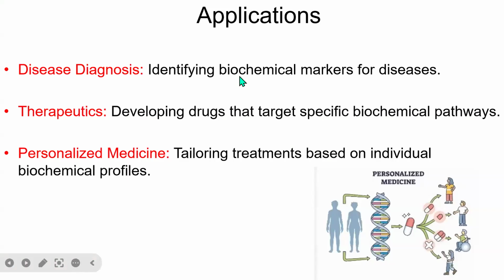What are the applications of biochemistry, or of medical biochemistry? It helps in disease diagnosis, which is identifying biochemical markers for disease. For example, some biomolecules are restricted and localized in particular organs. Let's say alanine aminotransferase is a liver enzyme, and this enzyme has its normal range in the blood. So whenever you see that the amount of alanine aminotransferase increases in the blood, that tells you that there is a problem in the liver, because the liver is the organ that holds this enzyme.